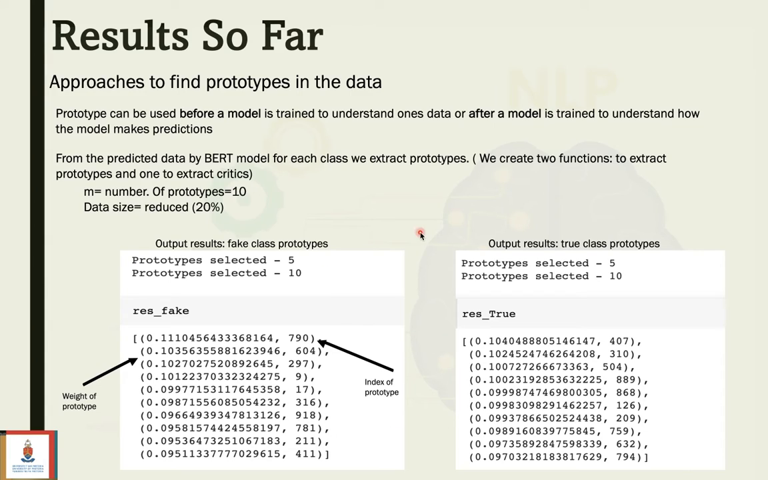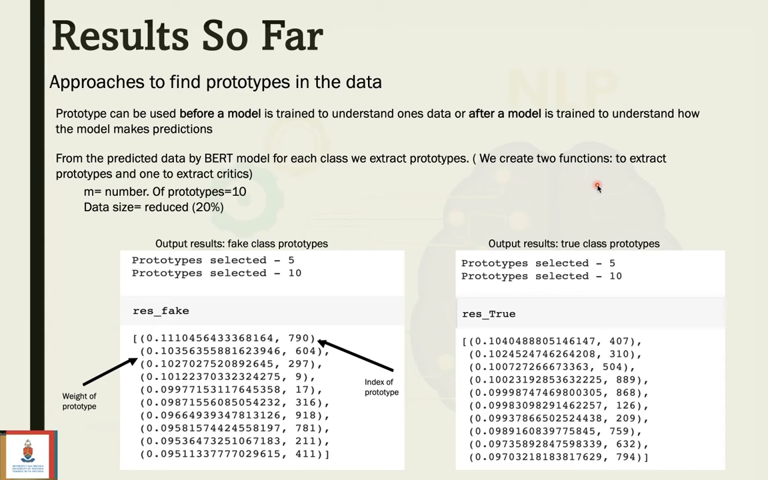Once we trained our BERT model, we then selected our prototypes. Prototypes can be used before a model is trained to understand one's data, or after the model is trained to understand how the model makes its decision. We selected our prototypes after the model was trained. From the predicted data by the BERT model, for each class we extracted the prototypes.